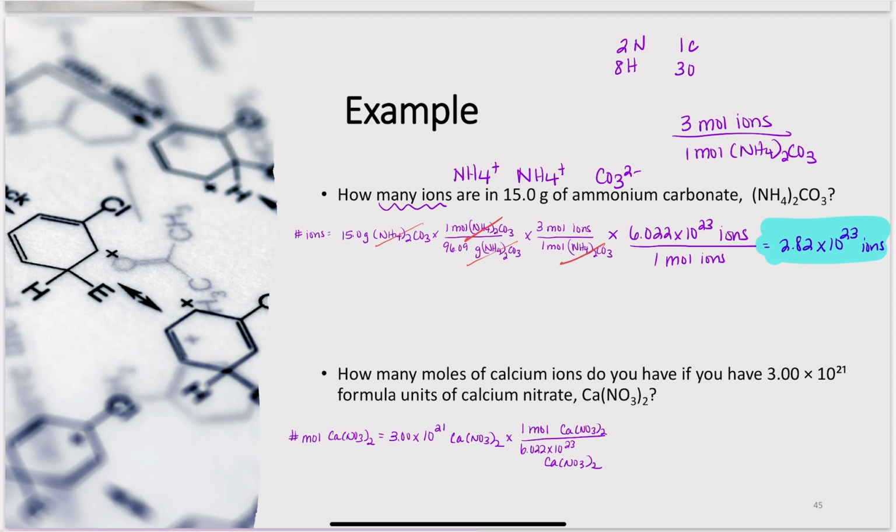Okay, this cancels out my formula units of calcium nitrate. Now I'm in moles of calcium nitrate. Is that all I need? I want moles of calcium.